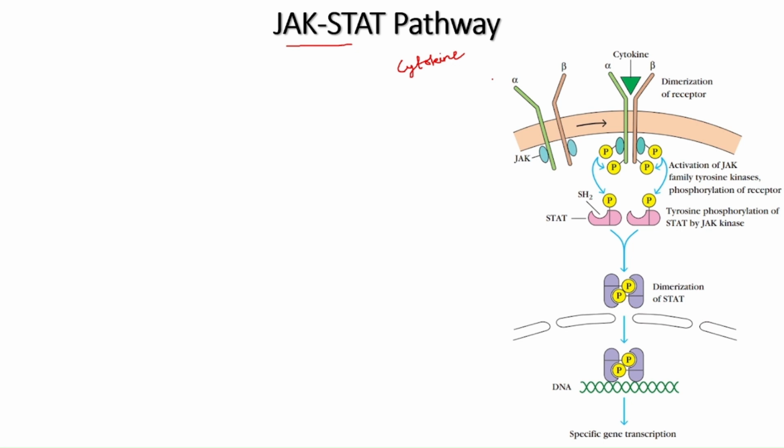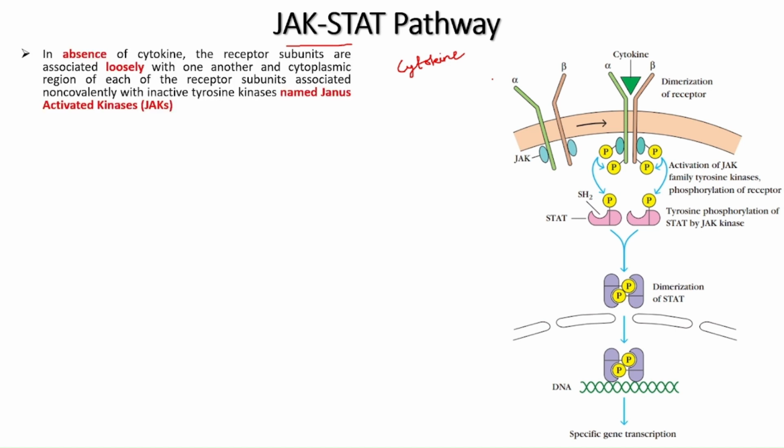Now if you see on the right hand side, this is the figure of the detailed signaling pathway of JAK STAT. So in absence of the cytokine, what happens? These are the two receptors, alpha and beta. These are called the cytokine receptors, designated as CR. I am writing it as CR.